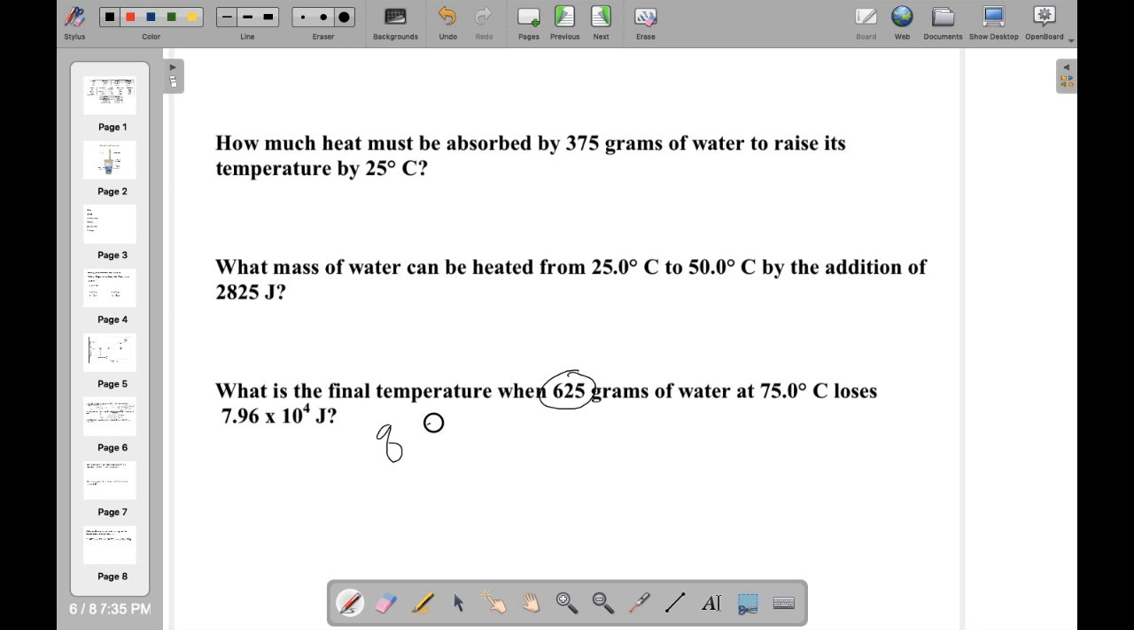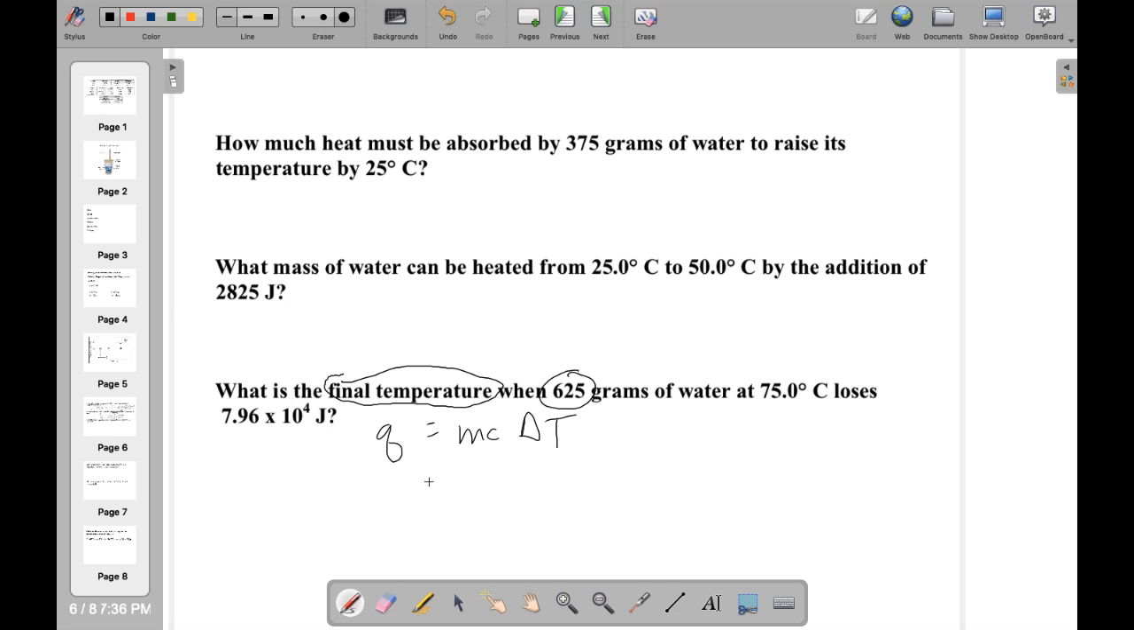So we have Q equals MCΔT. Okay. Well, this is weird. They want the final temperature. This doesn't give us the final temperature. I need to find this number here, though, and then we'll see what we can do.